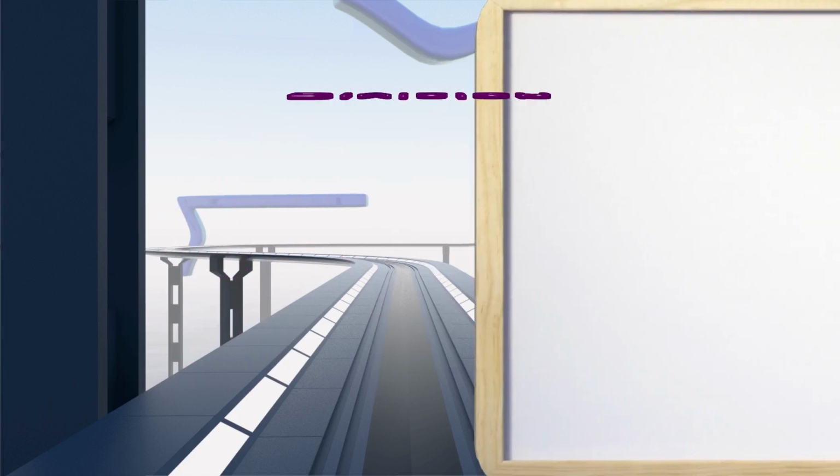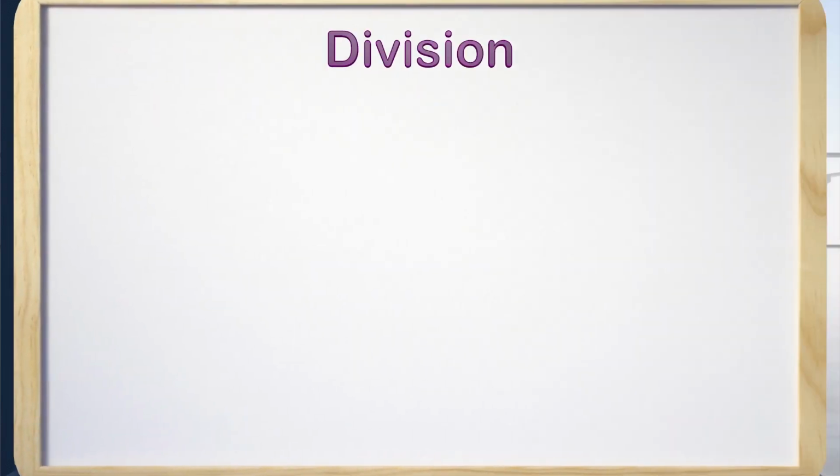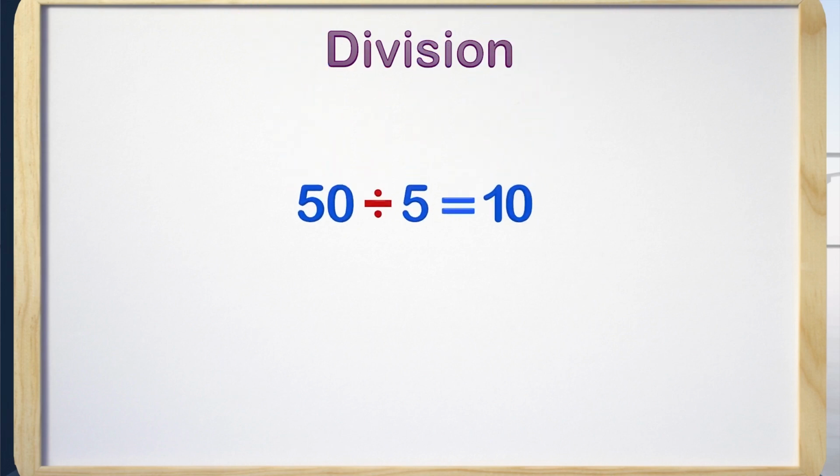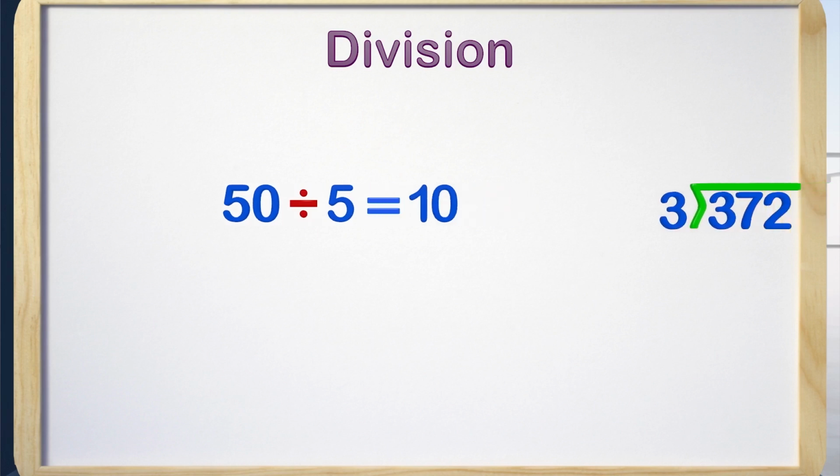You probably already know by now what division is, but to recap, division is the opposite of multiplication. Multiplication builds things up, and division splits things into smaller equal groups. You are probably used to seeing division like this: 50 divided by 5 equals 10. These are things you already know, but now we are going to see division problems that look like this.